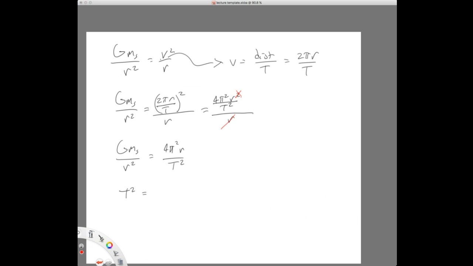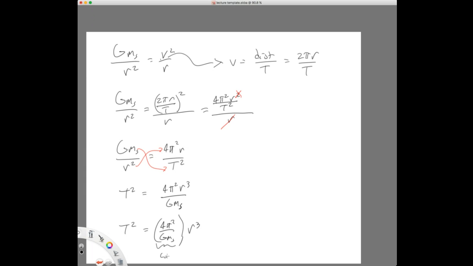If I rearrange this, I can move the T squared to the left. And on the right, what I'm doing is I'm moving this guy down there, and I'm moving the r squared to the top on the right. What we're going to get is 4 pi squared r cubed over G times the mass of the Sun. Or in other words, just to rearrange it one more time, we have 4 pi squared over G mass of the Sun times the radius cubed.